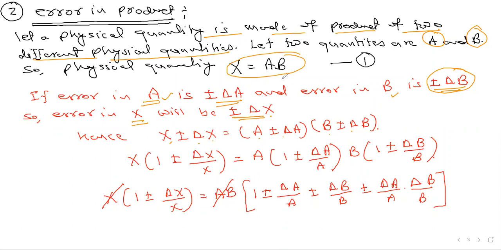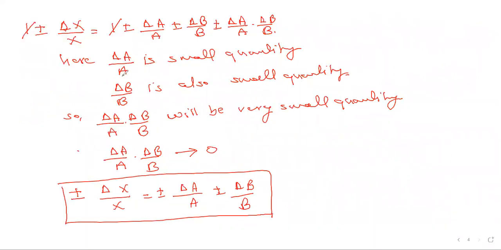It is equal to X, so this is cancelled. Then after, you said because delta A upon A and delta B upon B are two small quantities, the product of these two will be very small. That's why this term is neglected. So you are left with this result. And you can see this is a relative error, है ना?